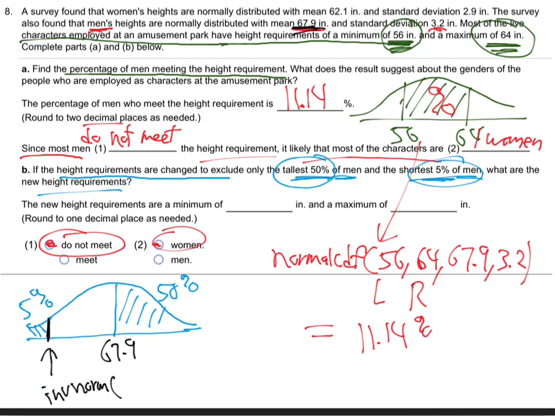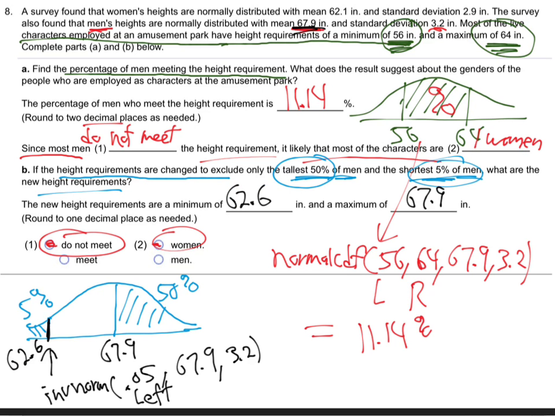And what do we put in first? 0.05, because it's left. Left of that spot is 0.05, and then the middle, 67.9, and the standard deviation, which is 3.2. And so we get a value. 62.6. So this is minimum of 62.6, maximum of 67.9. They want this number and this number.